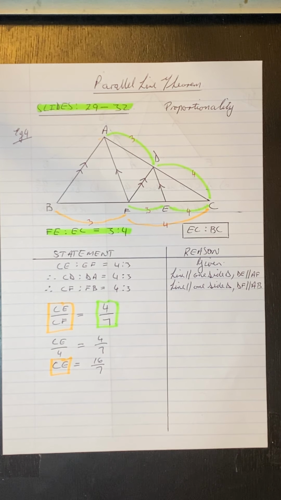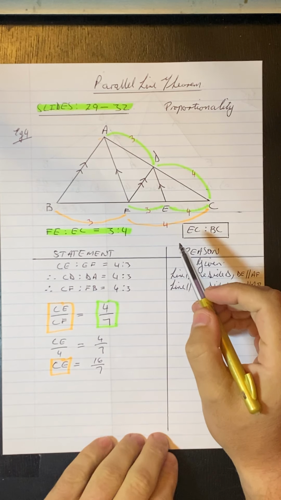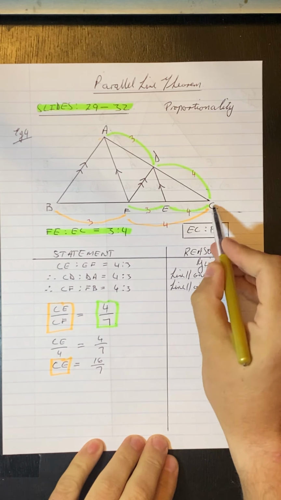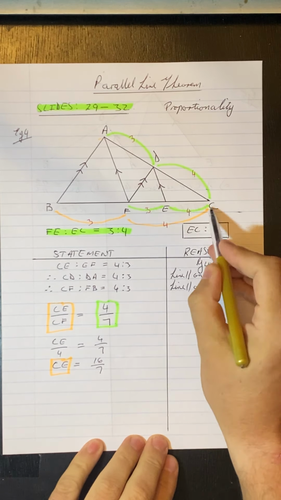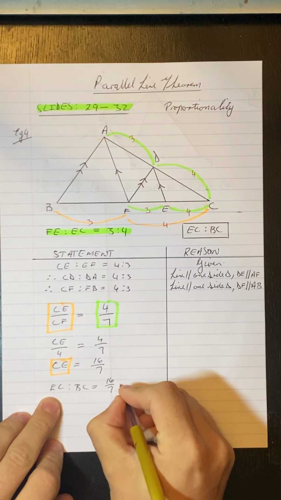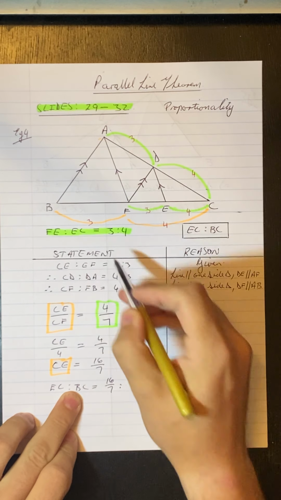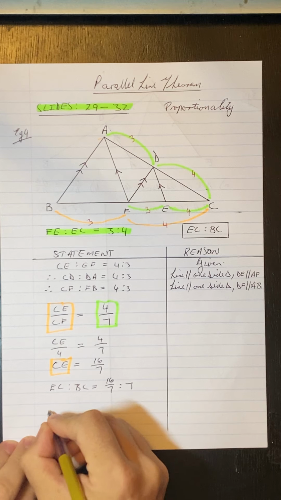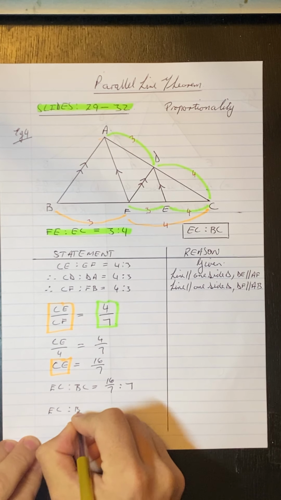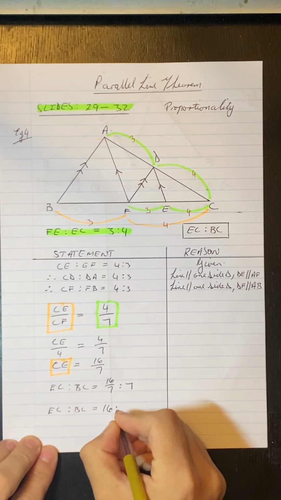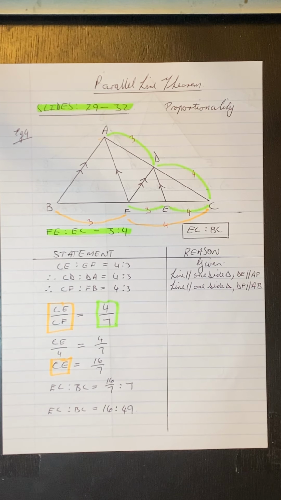Okay. So, moving on. Now, I know that EC to BC, I have the whole thing in orange now. So, this EC to BC will be equal to, so the EC part in orange, we worked out is 16 over 7. And the BC part in orange is 7. 4 and 3 gives you the 7. I can simplify this and we get EC to BC is equal to 16 to 49. And we have solved it.